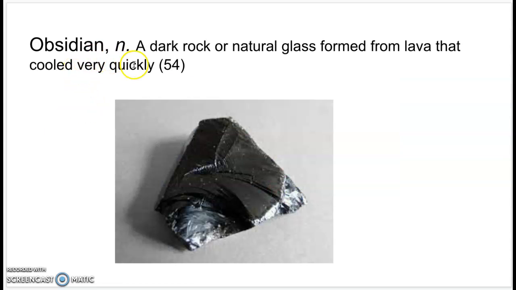Obsidian is a noun. It is a dark rock or natural glass formed from lava that cooled very quickly. You can see its sharp edges, and ancient tool makers loved obsidian because it was a hard substance and it would be good for tools and weapons.